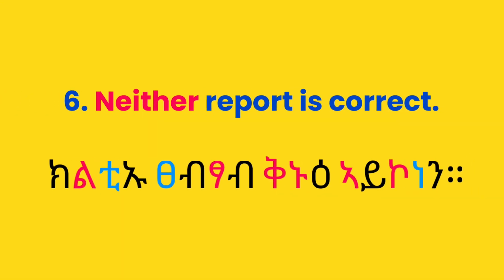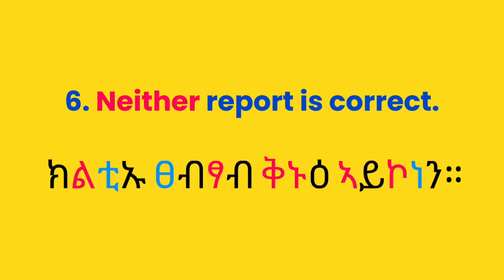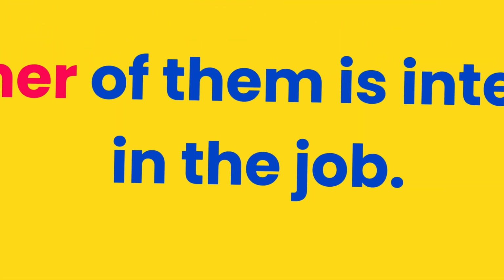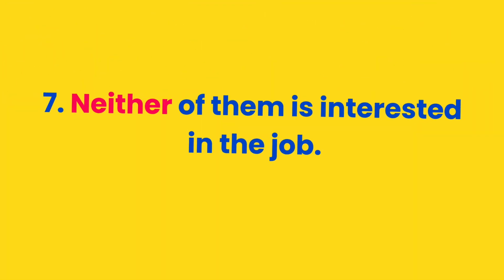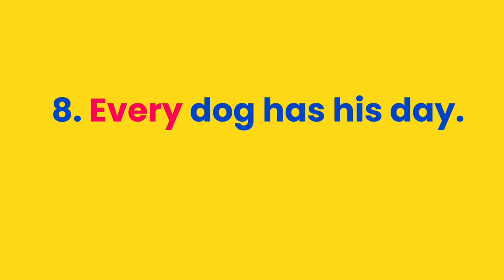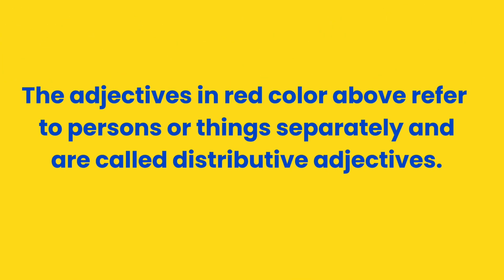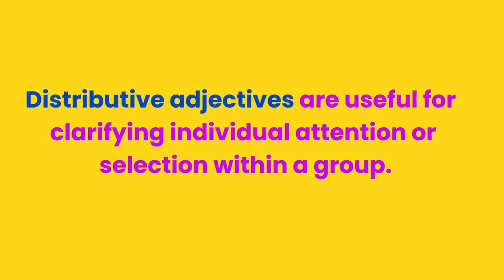6. Neither report is correct. 7. Neither of them is interested in the job. 8. Every dog has his day. The adjectives in red color above refer to persons or things separately and are called distributive adjectives. Distributive adjectives are useful for clarifying individual attention or selection within a group.